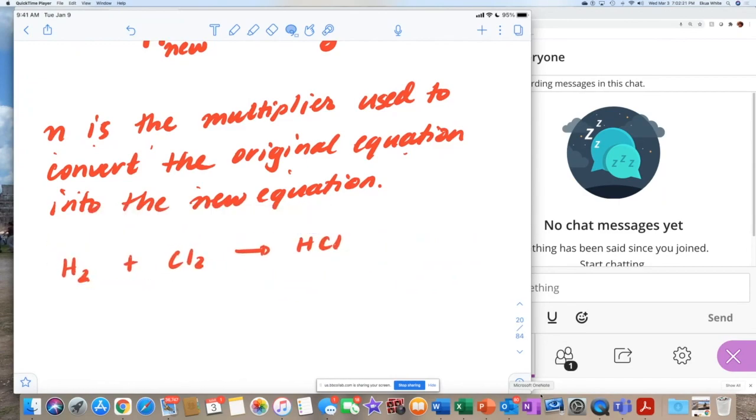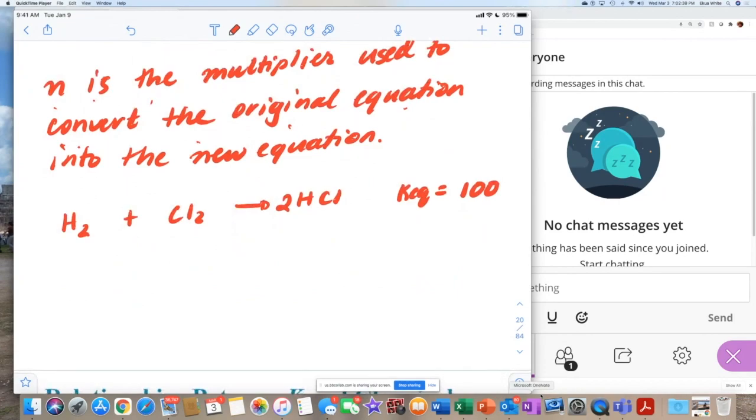Okay, let's say that the K for this equation, this is not even balanced. Oh, what did I do? Let's say the K for this equation is 100, okay? I have to balance it. So if I gave you this and I asked you, calculate 2HCl to give you, oh, sorry.